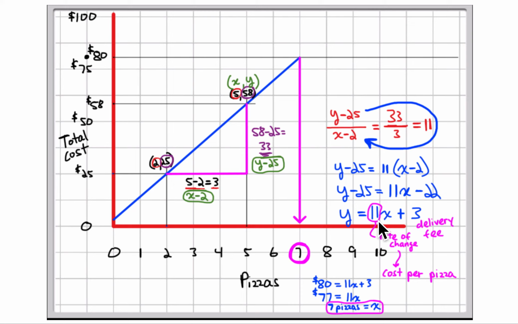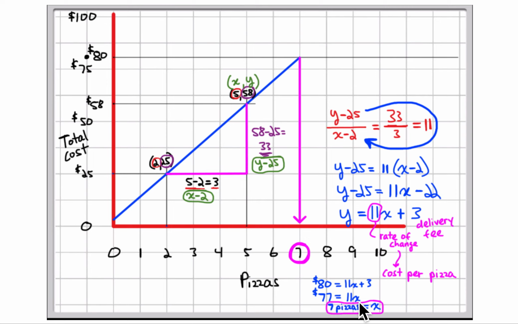All right, so how do you figure out how many pizzas it's equal to? Well, $80 is equal to 11 times the number of pizzas. So it's $11 per pizza times the number of pizzas plus that $3. Well, I need to take away that delivery cost to get to $77. So this is the cost for the number of pizzas times $11 per pizza. So you divide by that 11.